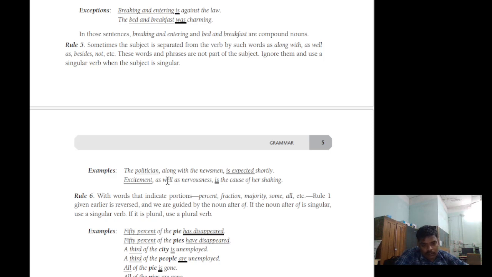Rule 6. With words that indicate portion, percent, fraction, majority, some, all, etc., Rule 1 given earlier is reversed. And we are guided by the noun after of. If the noun after of is singular, use a singular verb. If it is plural, use a plural verb. The 50% of the pie has disappeared. 50% of the pies have disappeared.